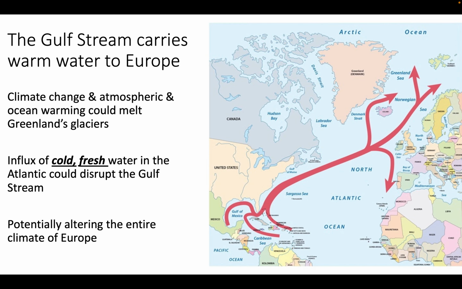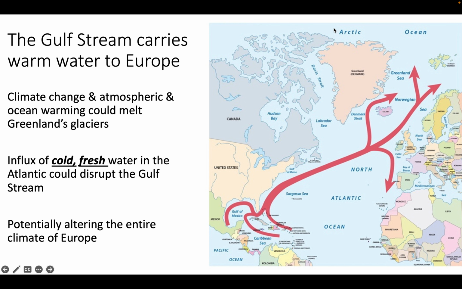A great example of this that you must be familiar with is the Gulf Stream. The Gulf Stream carries warm water to Europe, explaining why the United Kingdom is so much warmer than its counterparts across the ocean at the same latitude in Canada. Canada's freezing cold, and the UK is not so bad. The reason for that is the heat brought over by the Gulf Stream.